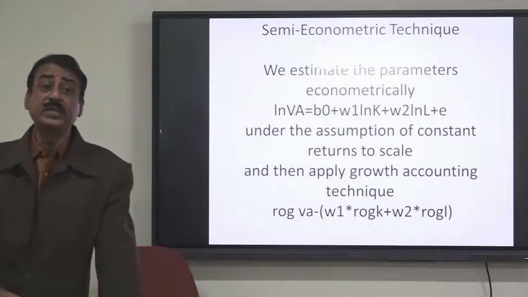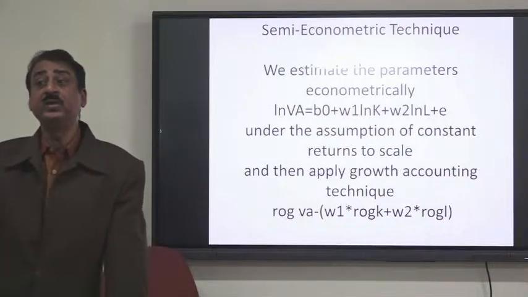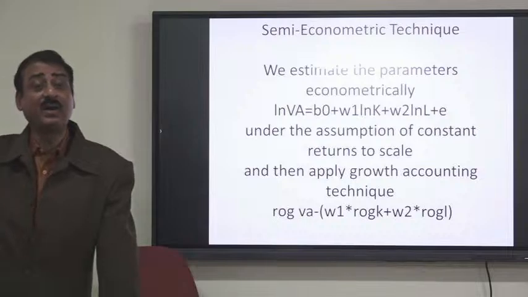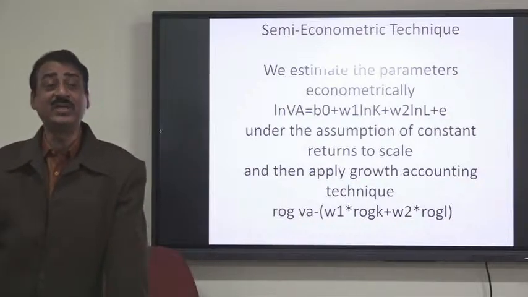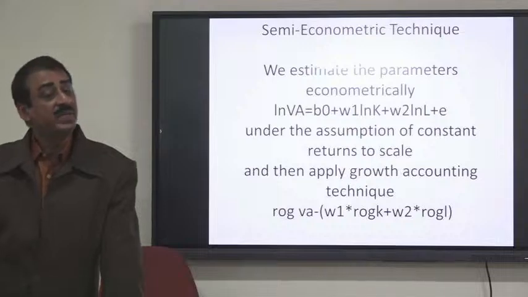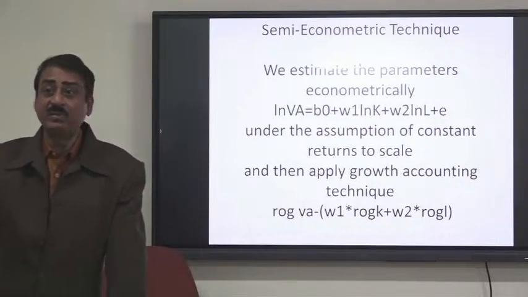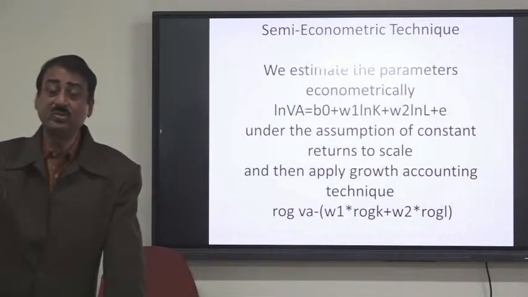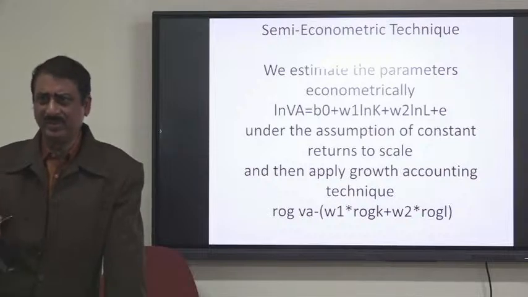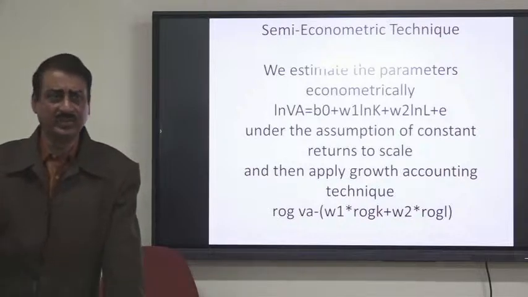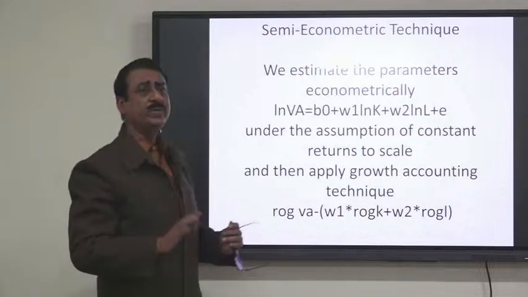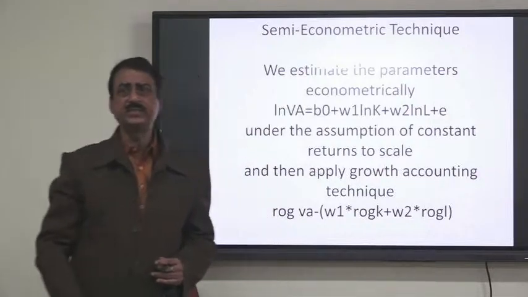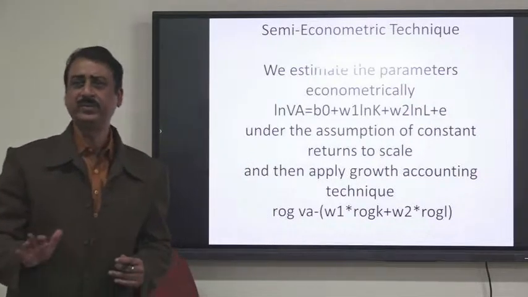But some people say that no, the initial year is very old, 1980. After that, a lot of changes have taken place. The share of labor and capital have changed drastically. So maybe you should take the average of W1 and W2 or whatever. I mean, there are a lot of debates on which share one should consider. Anyway, the growth accounting technique, as I will show you in the Excel sheet, is relatively easy to calculate.